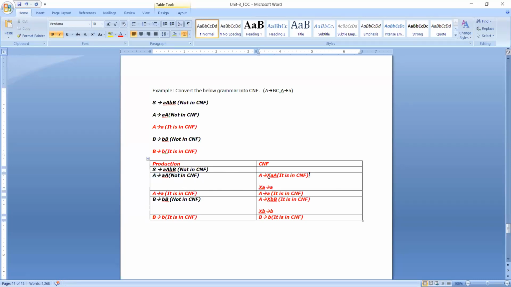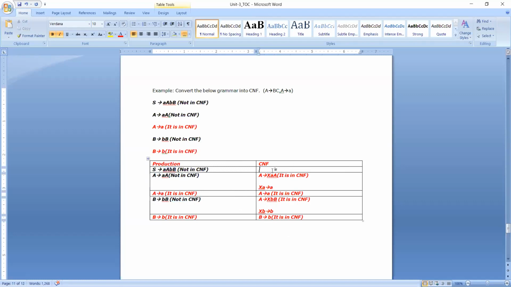Now have a look at this. On the right hand side of the production, we have a max of two variables, and on the right hand side of this production, we have a max of one terminal. And in this case also, we have a max of two variables and a max of one terminal. So like this, we have converted this production as well as this production into the Chomsky normal form. But let us go ahead and look into this one, which is very important for us.